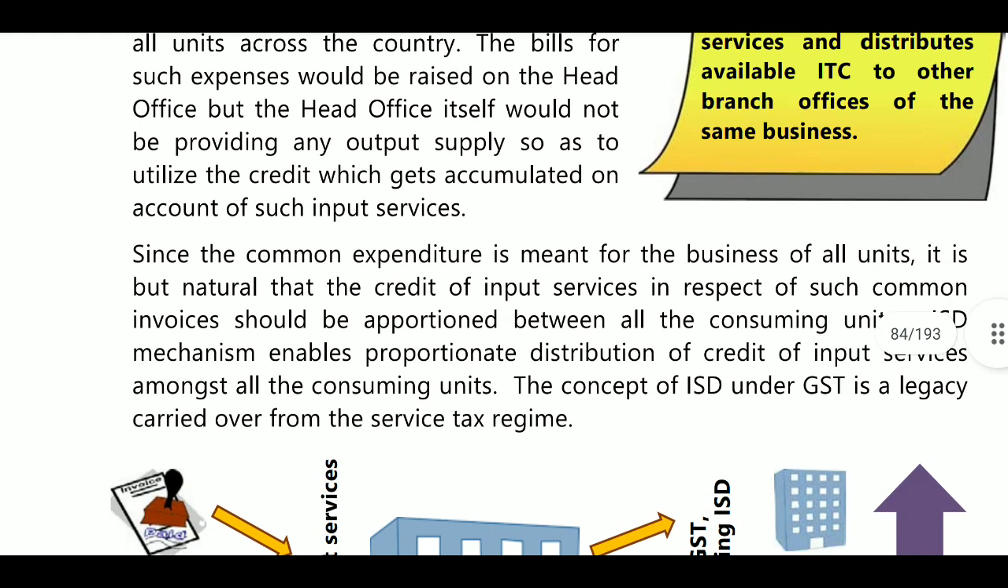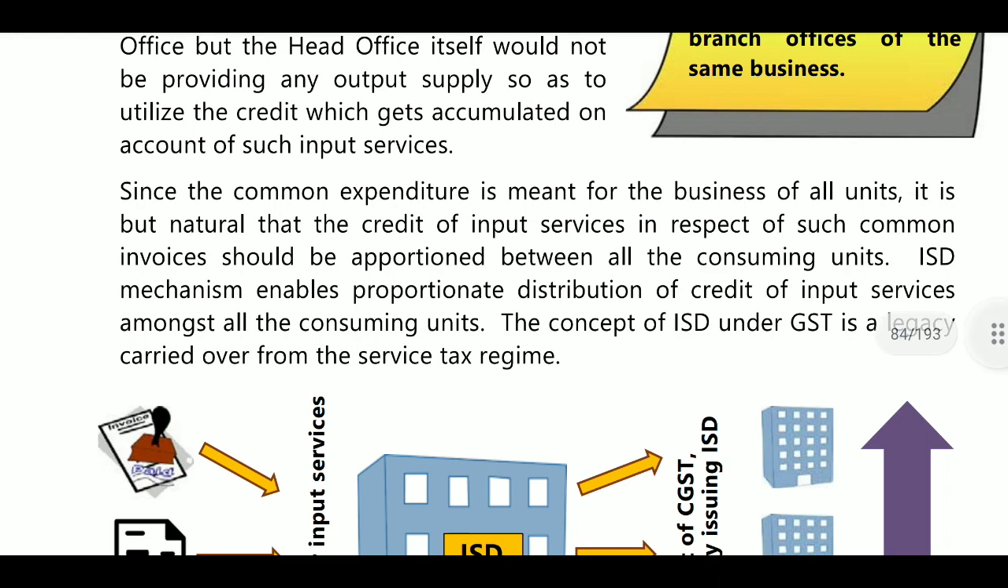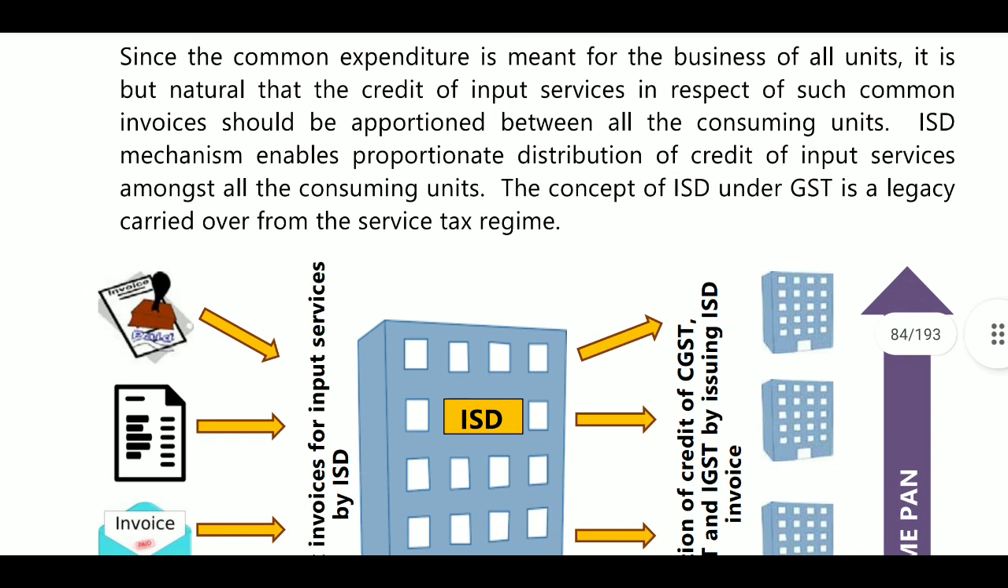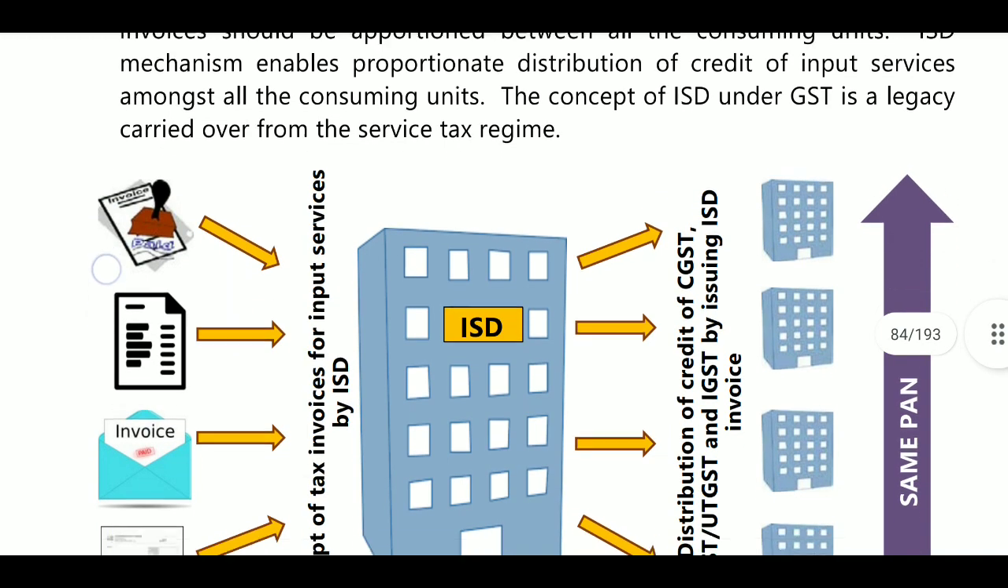Since common expenditure is meant for the business of all units, it is natural that the credit of input service in respect of such a common invoice should be apportioned between all consuming units. The ISD mechanism enables proportionate distribution of credit of input service among all consuming units. The concept of ISD used in GST is a legacy carried over from the service tax regime.